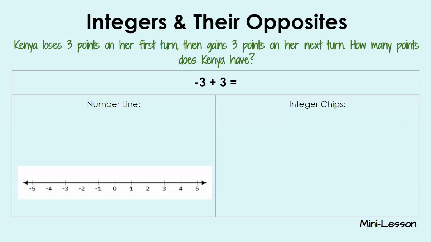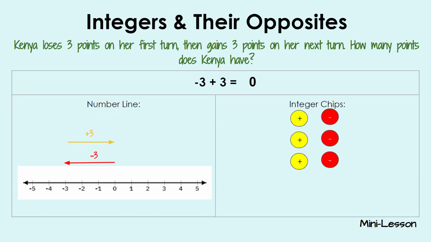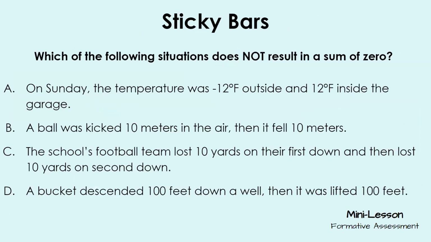Nothing is left. Kenya loses 3 points on her first turn, then gains 3 points on her next turn. How many points does she have? It would be 0. On a number line, it would look like this. Start at 0, go to -3, and start where you ended, turn around and go back 3, +3, you end at 0. Integer chips look like this. Nothing left. 0 pairs that cancel each other out.